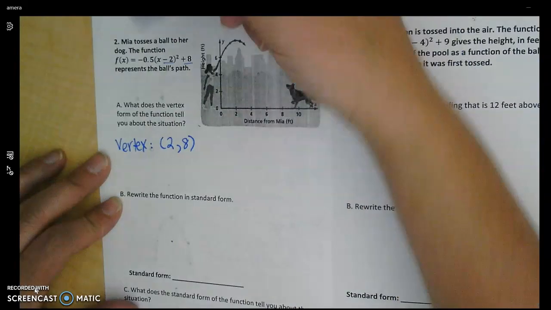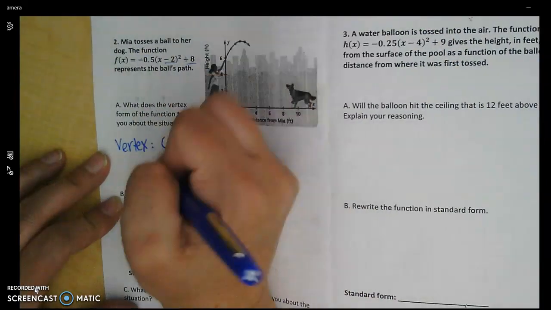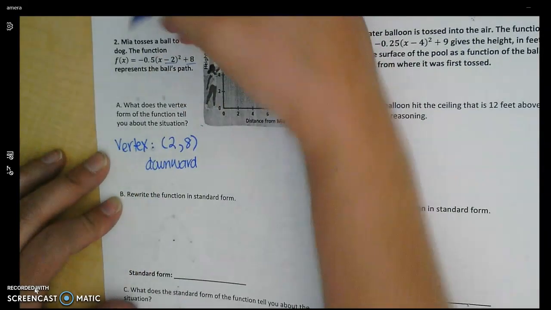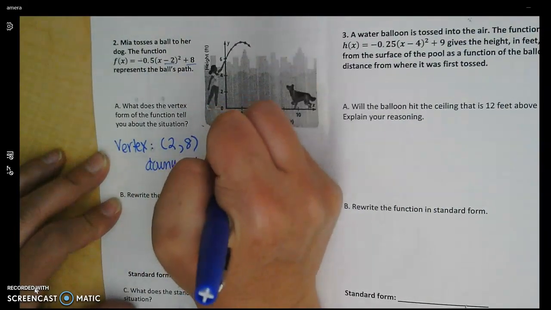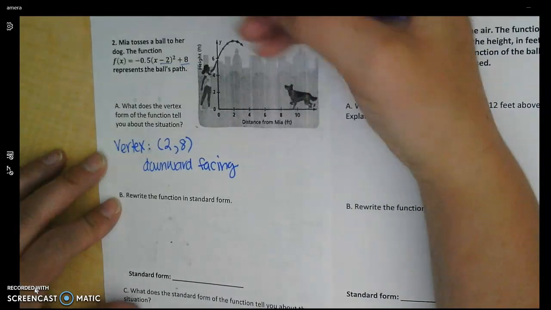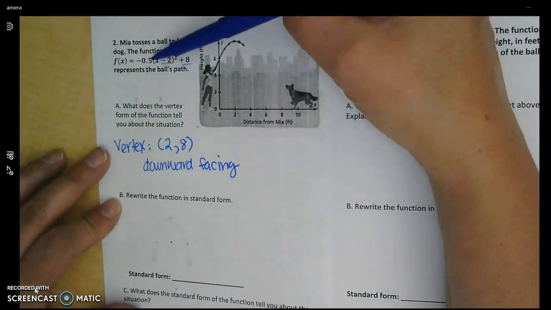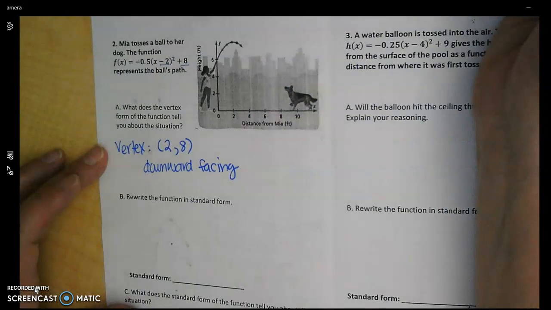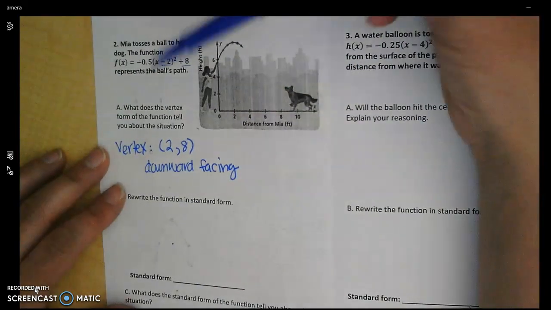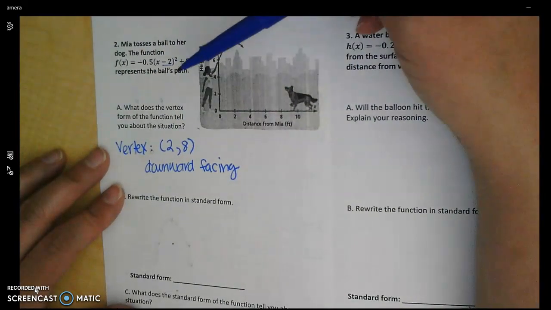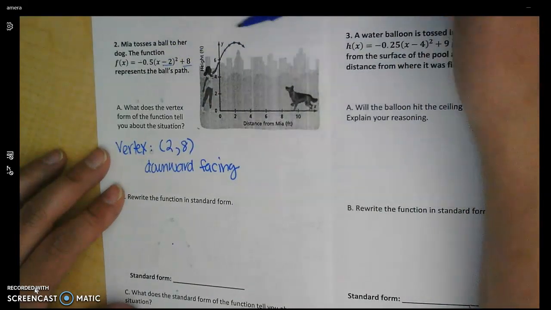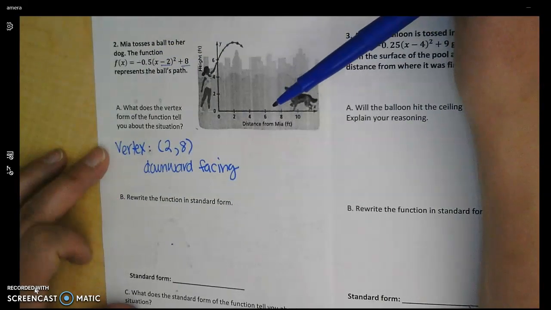Okay. It also tells me that it is downward facing, and that's because the a value is negative. You can also say that it is wider than the parent function because the absolute value of a is less than 1. But other than that, that's pretty much what the vertex form tells me. I could graph it 100%. I could plug in a value for x, evaluate for x, find some points, and then solve it.